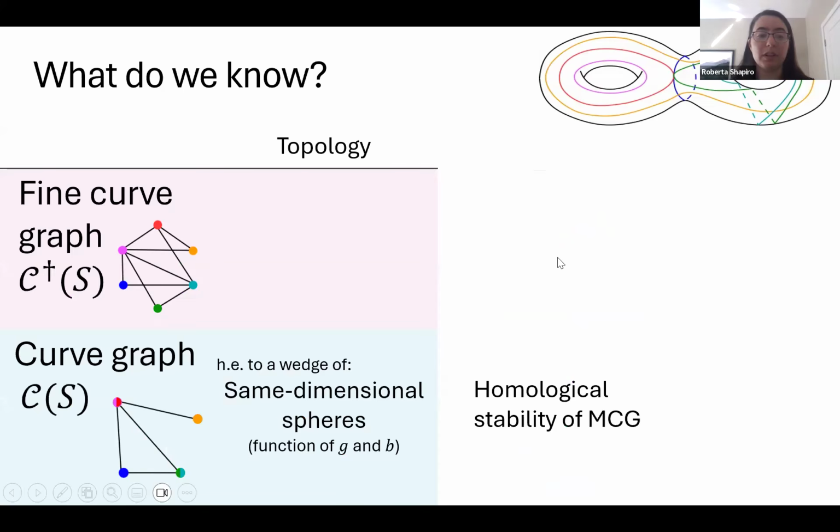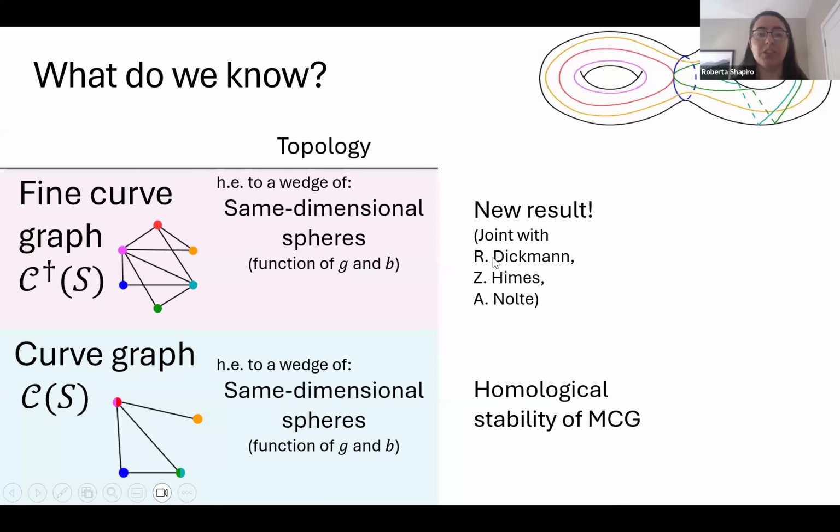So on the side of curve graphs or curve complexes, it was proven by Harer that the curve complex is homotopy equivalent to a non-trivial wedge of same-dimensional spheres, and this is a function of the genus and the number of boundary components of your surface. This result in general is a stepping stone in proving the homological stability of the mapping class group, but there are many expositions of this result since, and many different kinds of proofs.